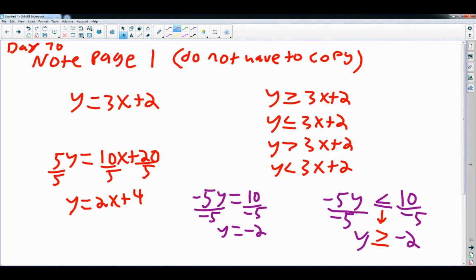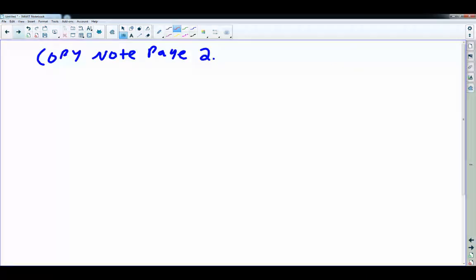So that's the symbol reason behind it. That's why the equal sign is shaped the way it is. That's why these inequalities are shaped the way they are. So just keep this in mind, okay? When you divide or multiply by a negative with an inequality, the sign is going to flip. Okay, so again, this is page 1, intro. Don't have to copy that. We're on to page 2.